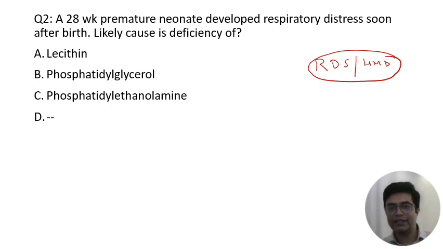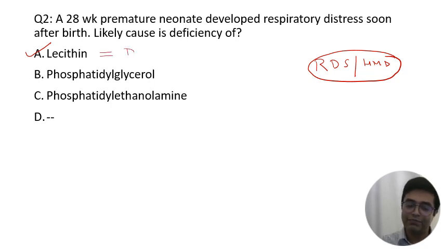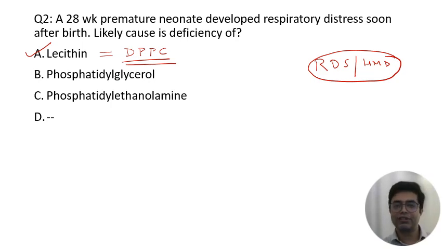Surfactant has multiple things. It has lecithin, phosphatidylglycerol, proteins, cholesterol, water in it, but the most important component is lecithin, and that is what the answer is. Lecithin is also called DPPC, that is dipalmitoyl phosphatidylcholine. So if lecithin was in the option, that would have been your likely answer. If that was not there, then the next logical answer will be phosphatidylcholine, but only when lecithin is not there, because phosphatidylcholines can be of multiple types. They can be saturated, unsaturated, and with or without a palmitoyl base attached. So lecithin, DPPC is the most likely answer here.